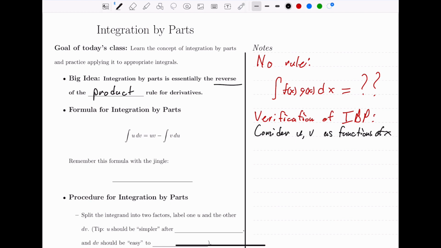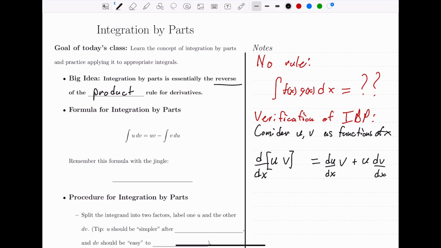And I want to consider the product uv. Now imagine taking the derivative of this product, which we can do using the product rule for derivatives. If we take the derivative of uv, we would first find the derivative of the first function, du dx, times the second, plus the first function u times the derivative of the second. That is the product rule for derivatives.